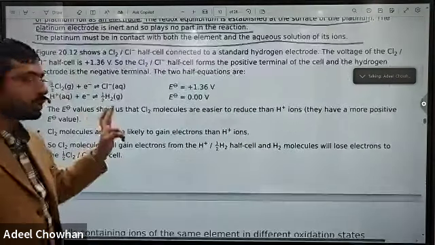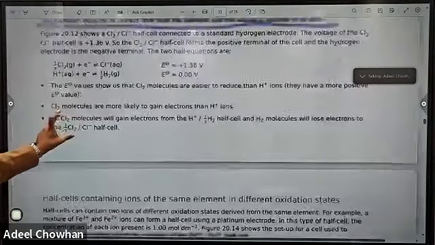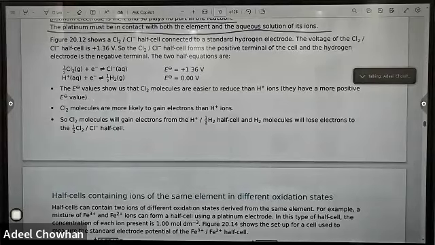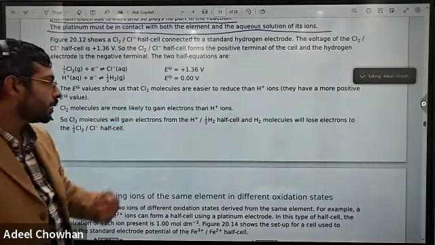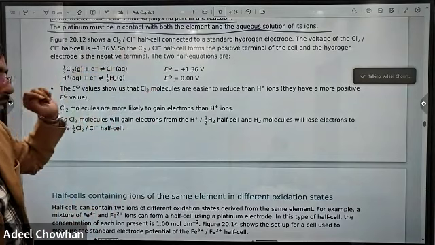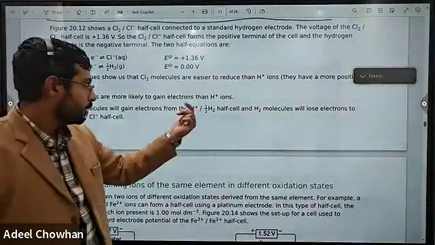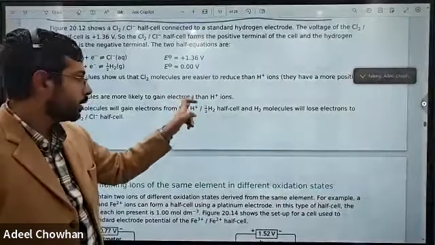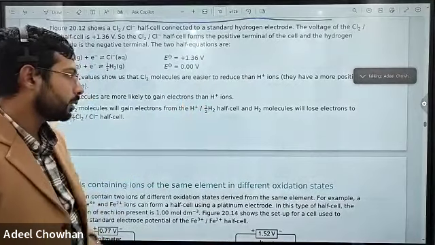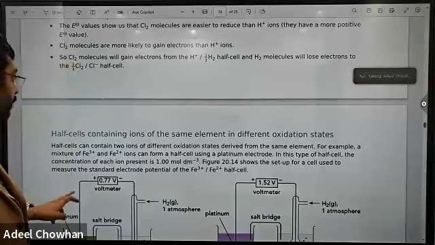These equations represent the electrode potential values for these non-metals, hydrogen and chlorine. The electrode potential values show us that chlorine molecules are easier to reduce than hydrogen ions. They have a more positive E naught value. Chlorine molecules are more likely to gain electrons than hydrogen ions. So if you compare these two values, chlorine will get the electrons from the hydrogen. This is the representation of the half cell diagram: the hydrogen ion to hydrogen gas half cell, and the hydrogen molecule will lose electrons in the half cell of chlorine.